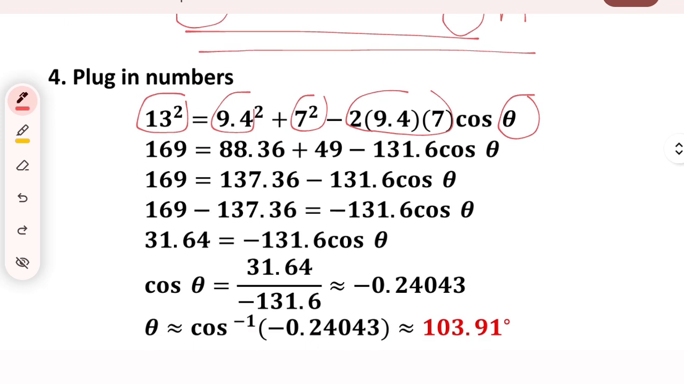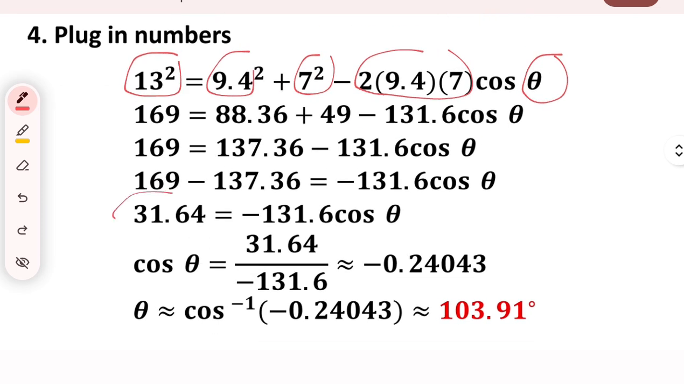So when you simplify that, you use your calculator, like 13 squared equals 169, 9.5 squared, you square it. So if you manipulate that equation, it will come up with something like this, right? So it will be simplified like that. So it equals negative 131 times 6 cosine theta.